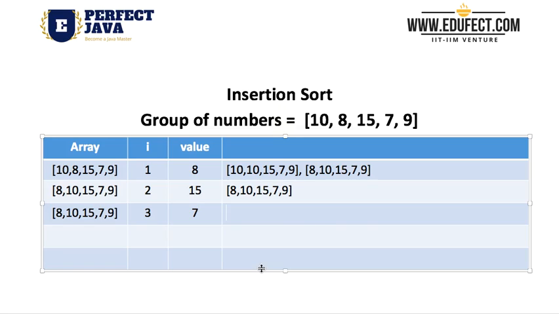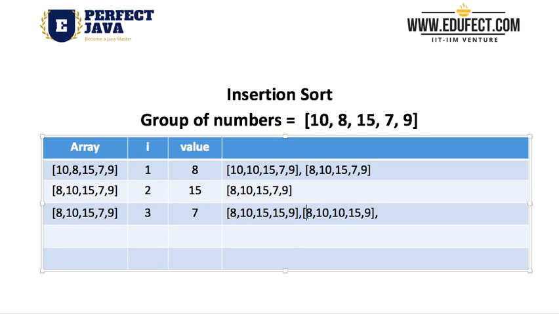So now 15 is greater than 7, so we'll push it one right. So how do we push it one right? We will copy it in the right position. So this is how the array will look. Now we will check for 10. Now 10 is greater than 7, which means we will now push it one right. So how will the array look? So this is how the array will look.